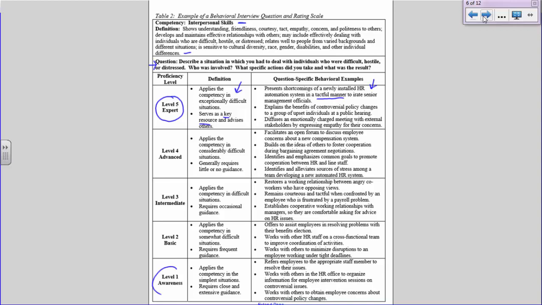Then you look down here at level 1. So, applies the competency in simplest situations, requires close and extensive guidance. So clearly for this one, they're wanting people to be a resource, not someone who needs resources, right? And then here, they're referring to other employees, right? They need guidance. They organize information for interviews on controversial issues, work with others to obtain employee concerns about controversial policy changes. So you can see how this plays out in the way it's structured. And let's say that they're interviewing people and they give kind of an answer in this area.